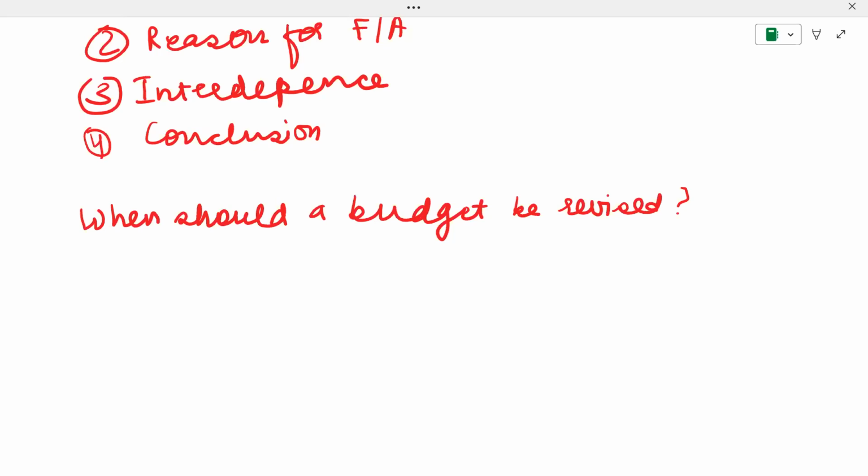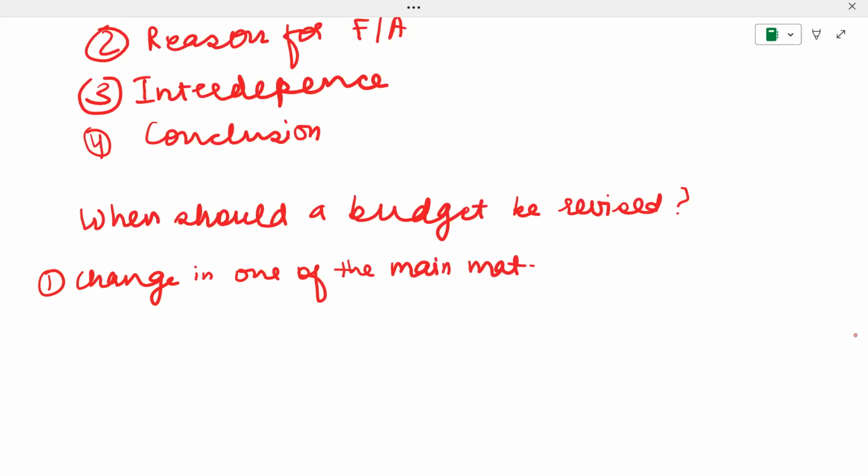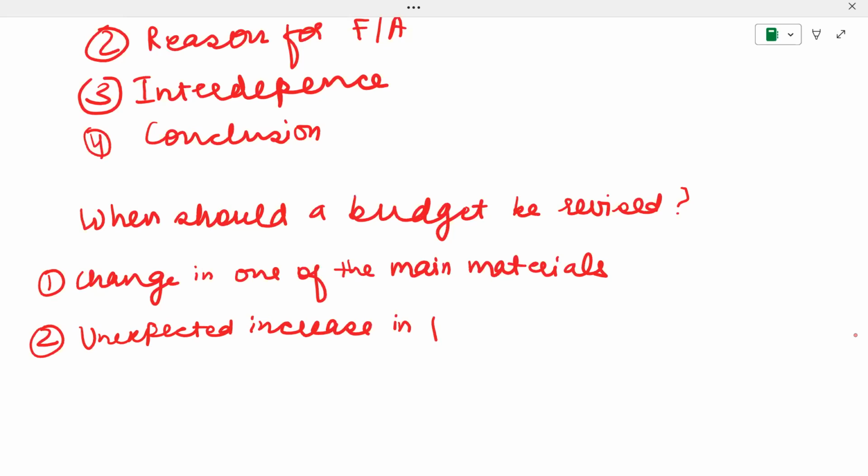So first of all, it should be revised when there is a change in one of the main materials that is used to make the product or provide the service. Another thing is when there is an unexpected increase in the prices of materials due to rapid increase in world market prices. So an unexpected increase in prices of raw materials.